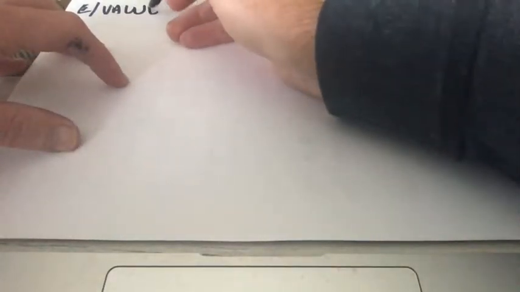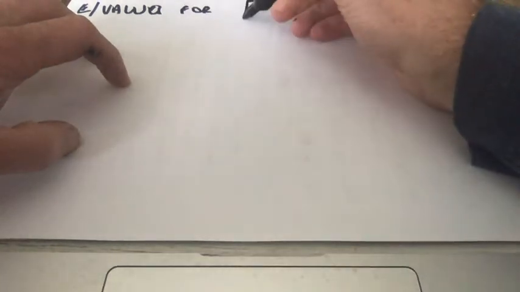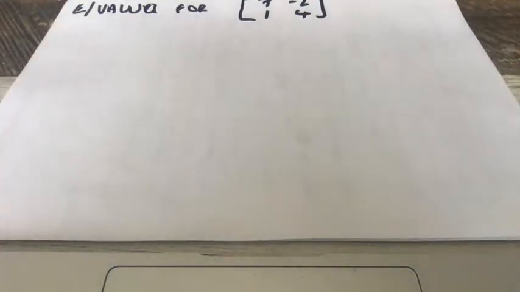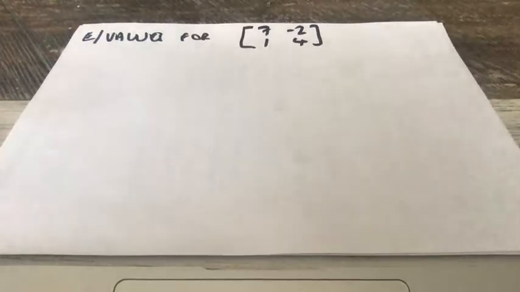Eigenvalues. Oops, sorry. Can I call it eigenvalues for this matrix here? 7, minus 2, 1, 4. Okay, so eigenvalues for this matrix. Guys, I'm going to just check that you can still see that. Let me put it up here. Okay, so eigenvalues for 7, minus 2, 1, 4.